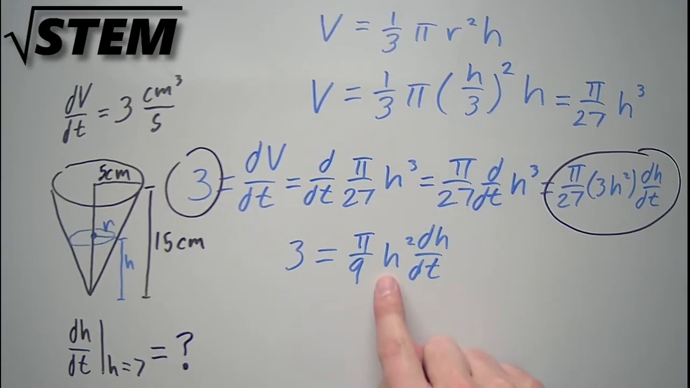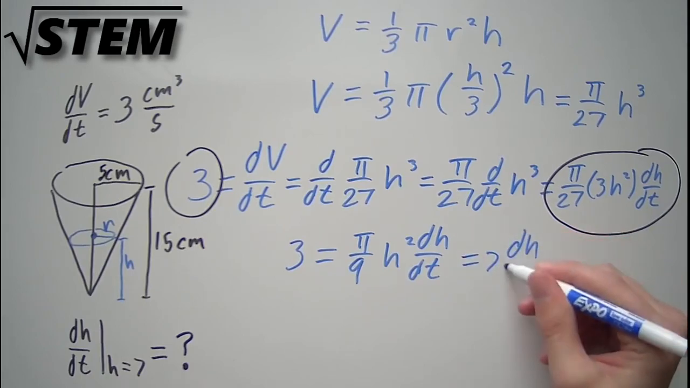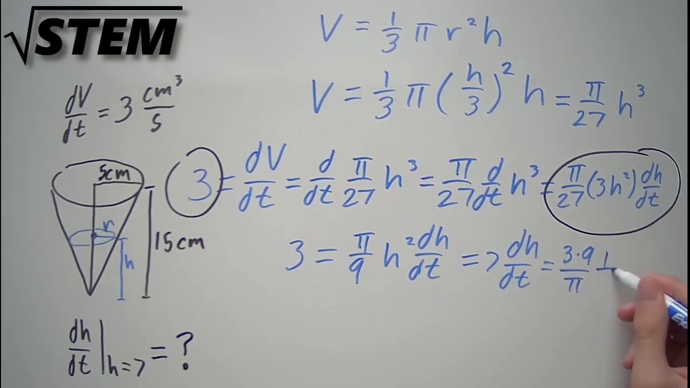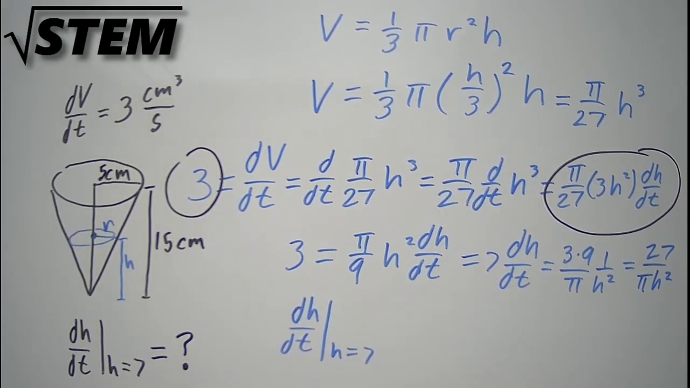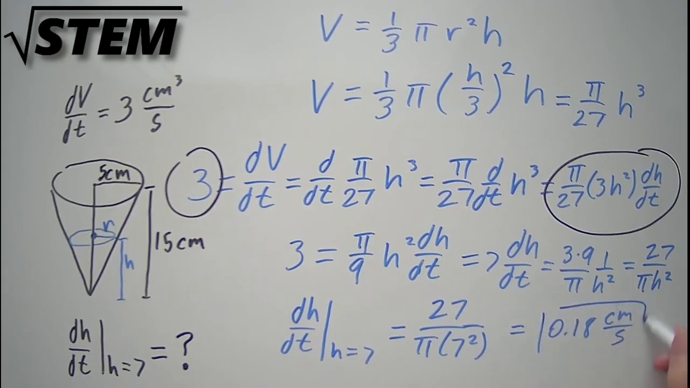We can divide both sides by pi times h squared and multiply by 9 to get dh/dt by itself. And that will come out to 27 over pi h squared. Finally, to evaluate this derivative at h equals 7 centimeters, we'll get 27 over pi times 7 squared, which will come out to 0.18 centimeters per second.